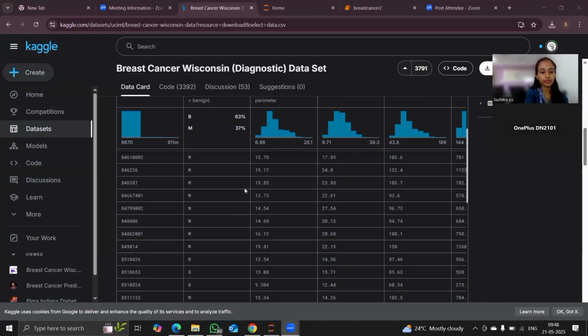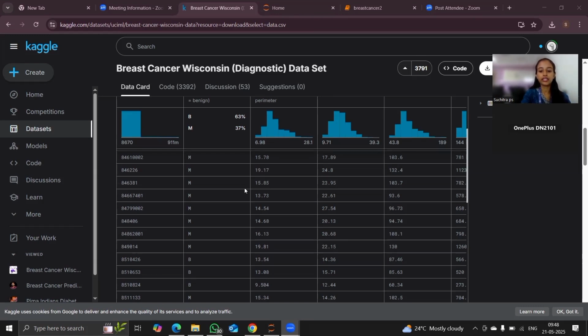It contains 569 instances with 30 numerical features derived from digitized images of fine needle aspirate (FNA) of breast masses, and the labels are benign 357 and malignant 252.